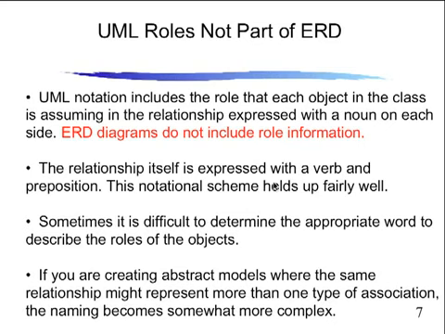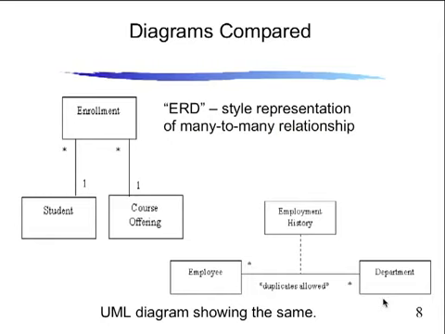So it holds up fairly well, and sometimes it's difficult to determine the appropriate word, obviously, especially when you have multiple roles that are going on. Do classes take students, or do students take classes? So takes is probably not a good word to use, but enrolls in. Has, maybe student has classes, classes has students. So it's kind of tricky. Same problem you have in UML. So if you're creating abstract models with the same relationships, might represent more than one type of an association, the naming becomes somewhat more complex, as we've seen in that kind of similar example.